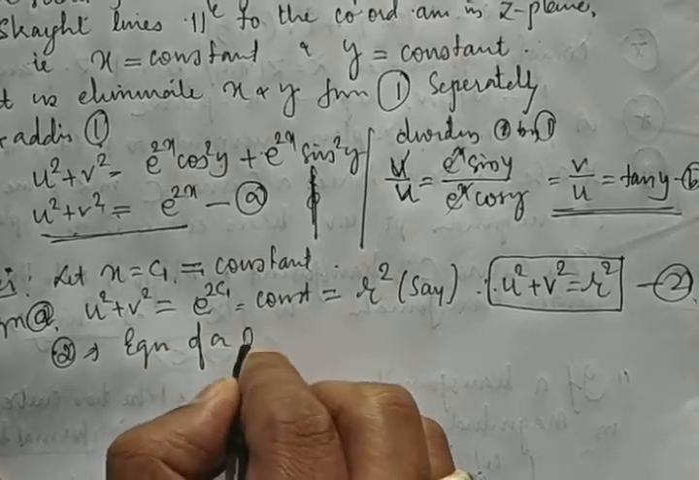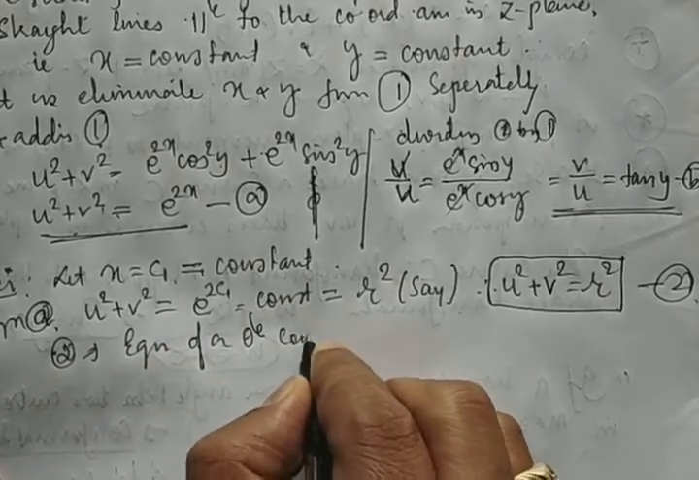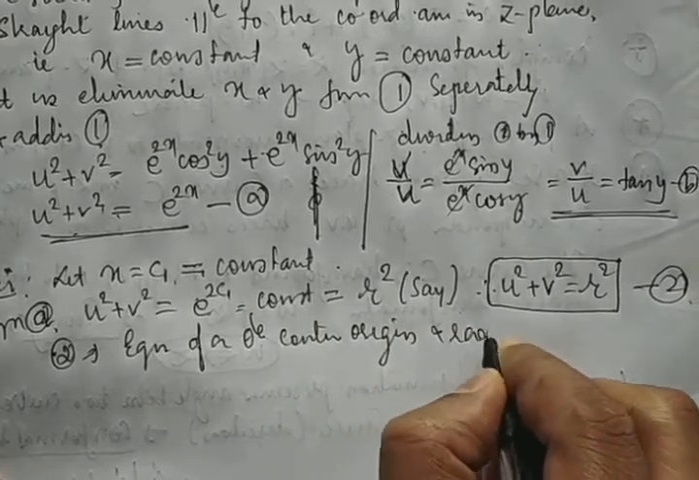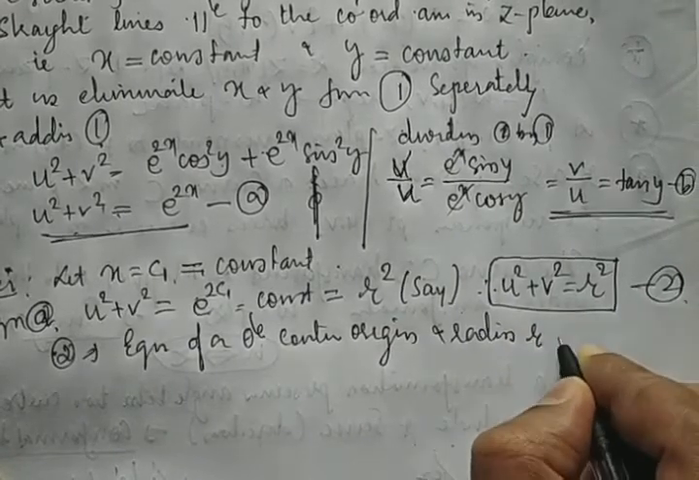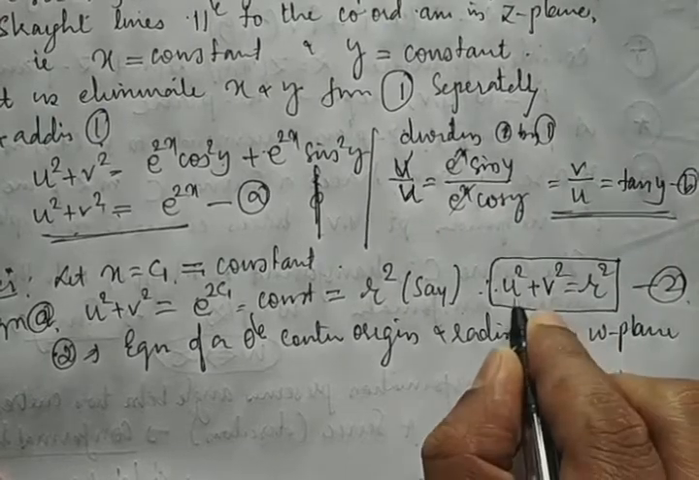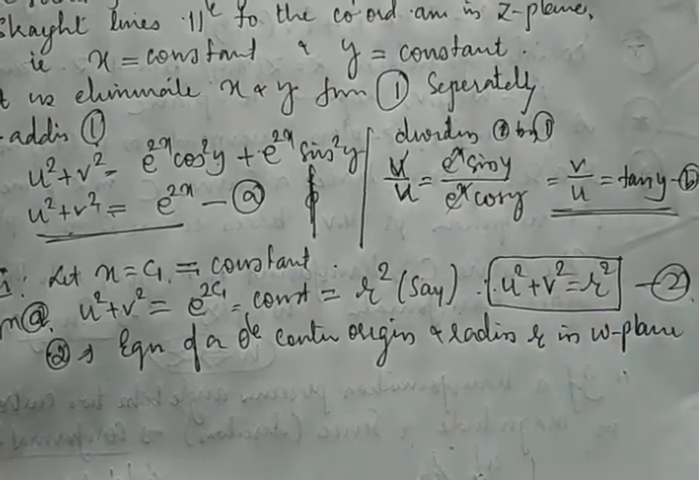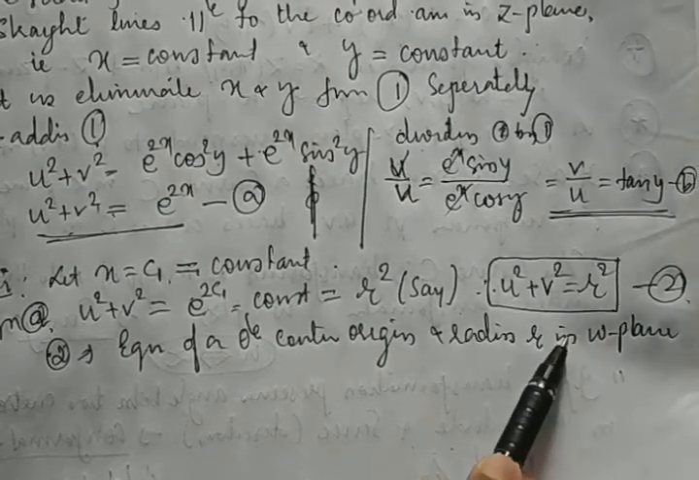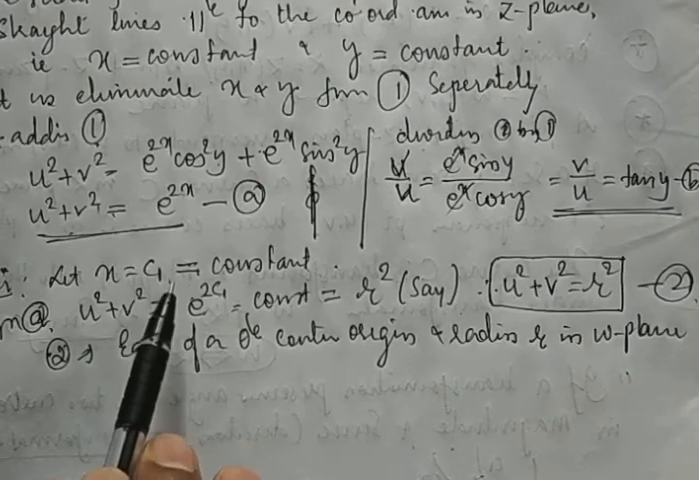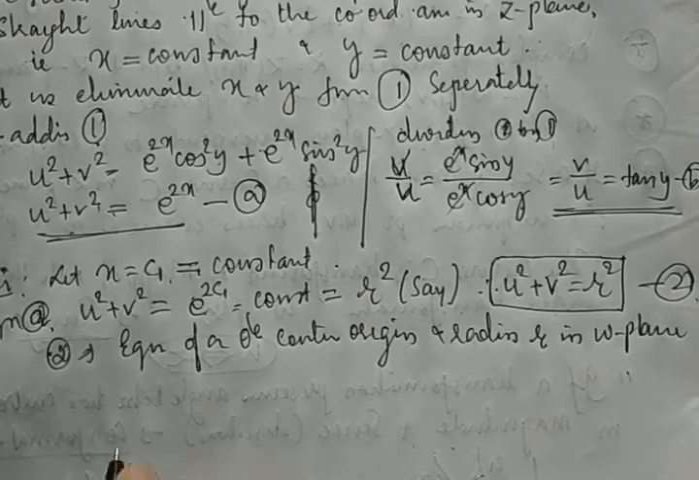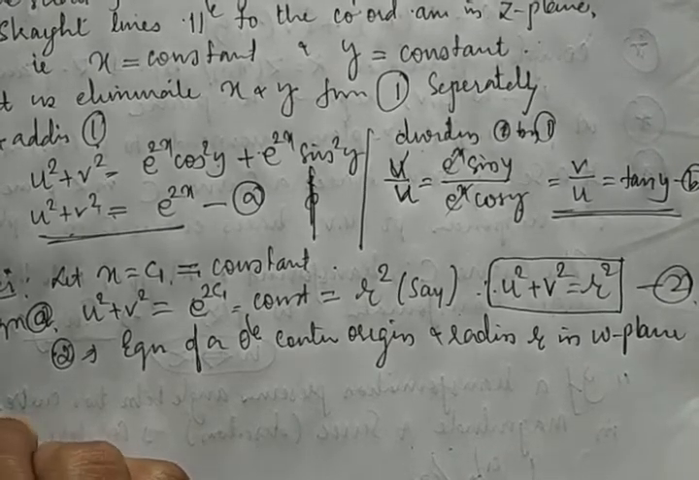equation of a circle, center origin and radius r, which is in the omega plane, because it is represented with respect to u and v. Very clearly we got one result: a straight line which was parallel to the y-axis produces a circle in the omega plane. So let us take the second case.